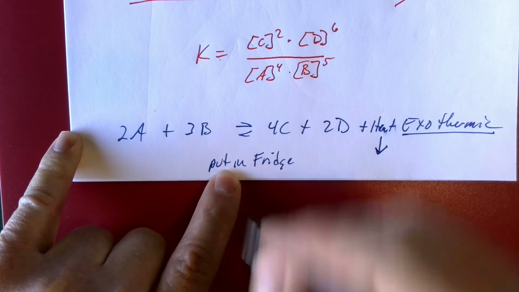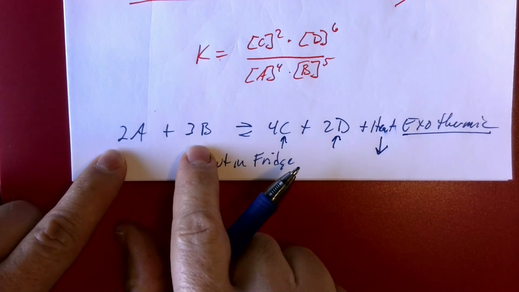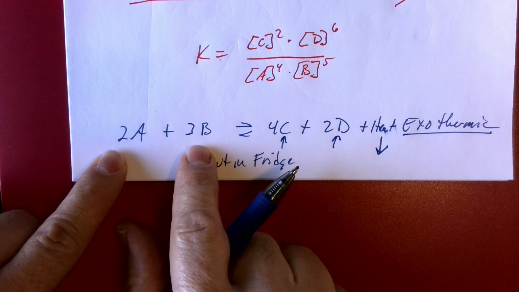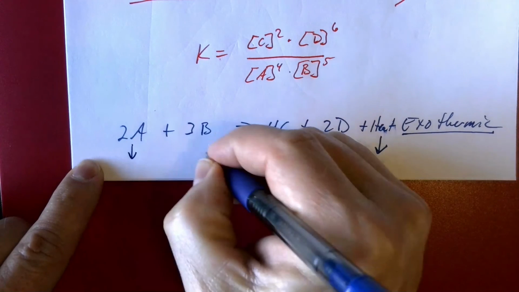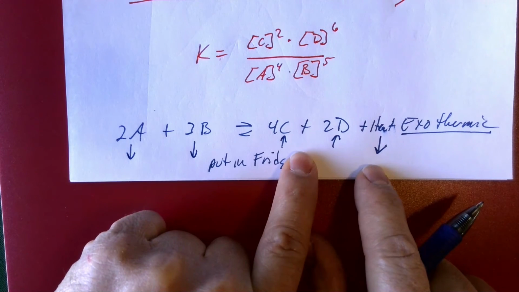It's going to go up. Yeah, they're going to go up. What's going to happen to the amount of A and B I have? They're going to go down. They're going to go down. Again, on the opposite sides are the same. On the same side, they're going to be different.